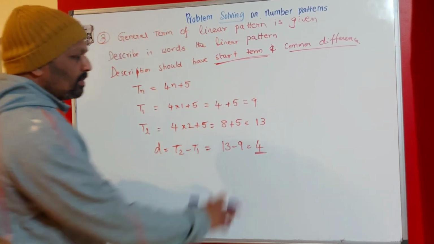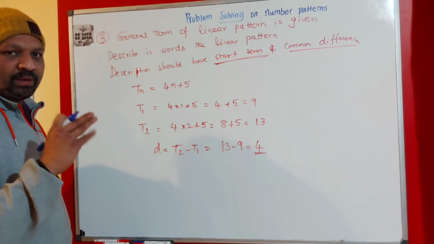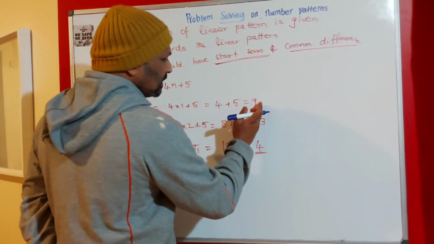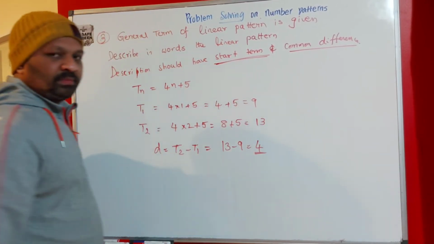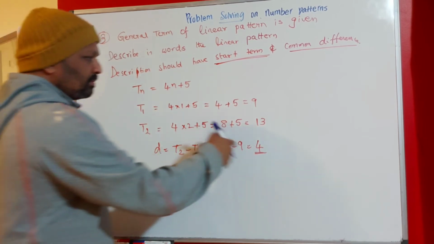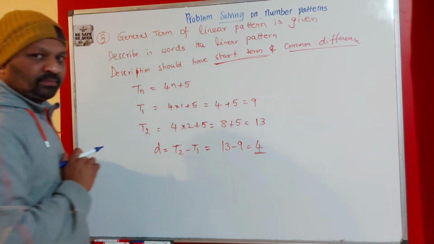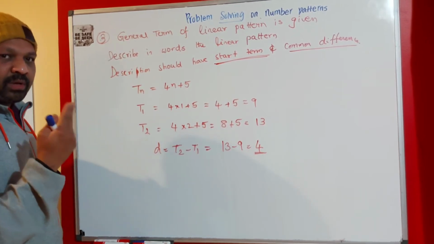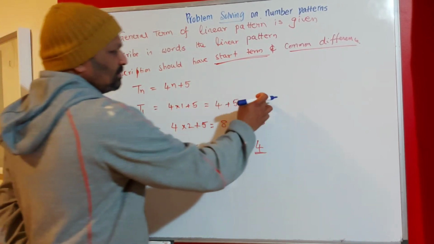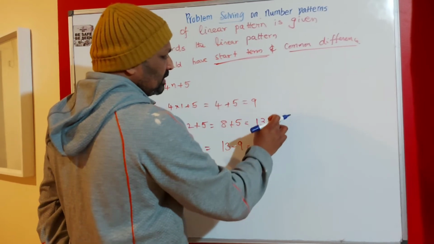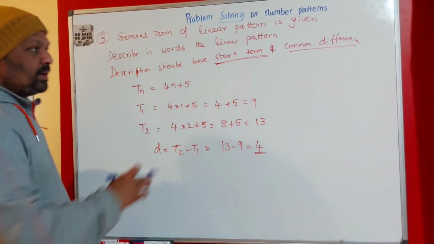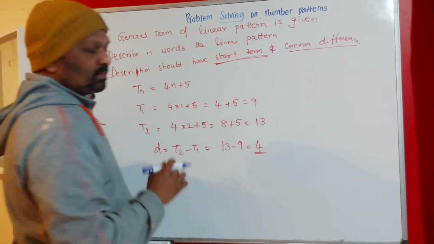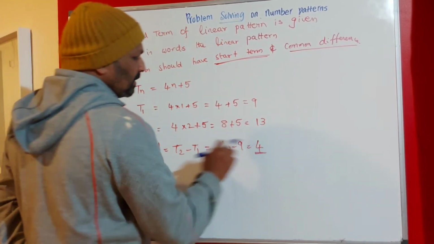Because to know the common difference, you need to have at least 2 consecutive numbers. The first term you know, and the second term you need to find out the common difference. To find the common difference, you need at least 2 consecutive terms. The first term you have to know is 9, and the second term, though it is not asked, you need to find out in order to find the common difference.